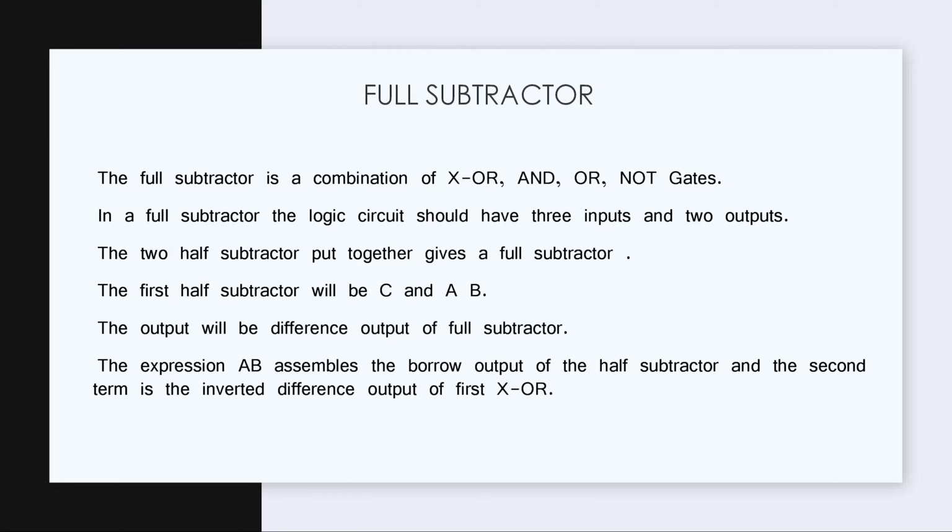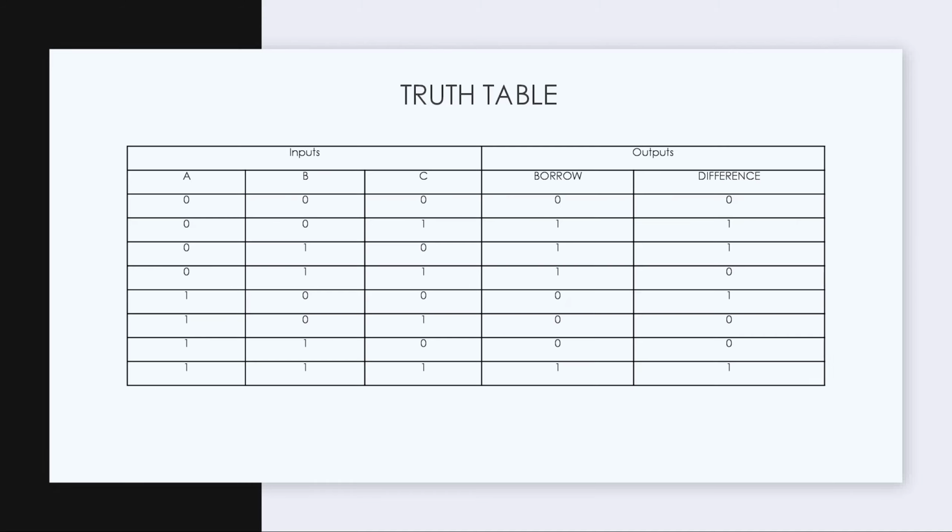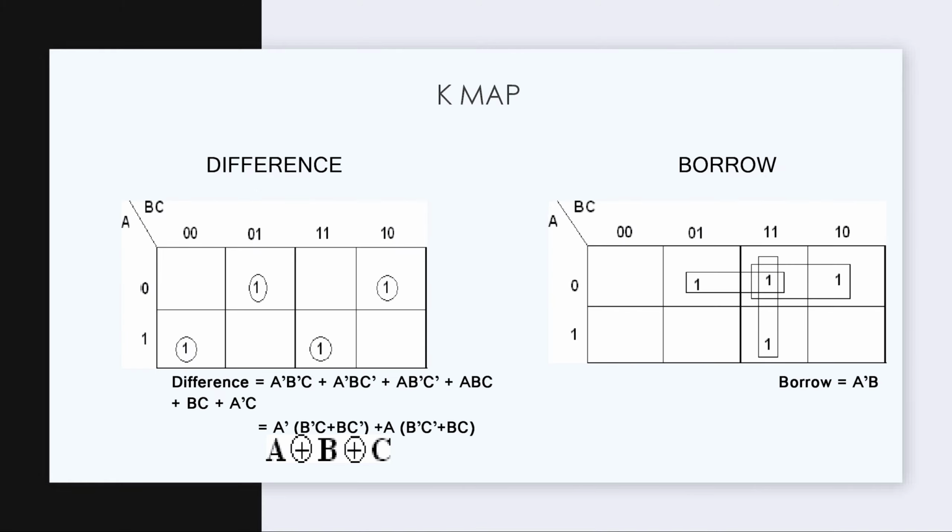The expression AB assembles the borrow output of the half subtractor, and the second term is the inverted difference output of the first XOR. This is the truth table for the full subtractor, and this is the K-map for the full subtractor, and this is the circuit diagram for the full subtractor.